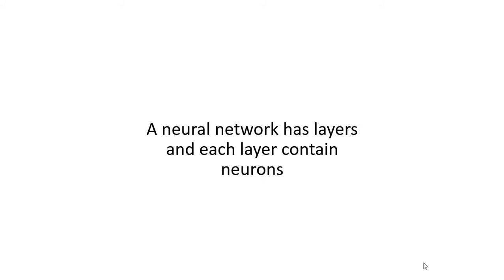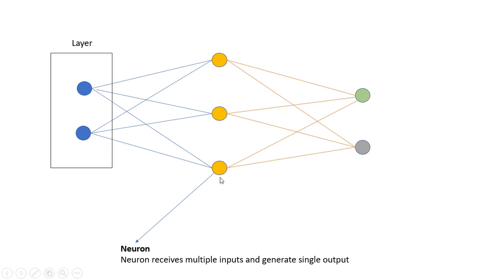Now let's look at the basic structure of a neural network. So that's how a neural network looks. Here each circle represents a neuron. A neuron receives multiple inputs and generates a single output. For example, this circle is taking these two inputs and generating a single output which will be passed to this neuron and this neuron. So the output generated by this neuron will be the same for these two neurons, but the inputs will be different. So they get different inputs and receive the same output from this neuron.